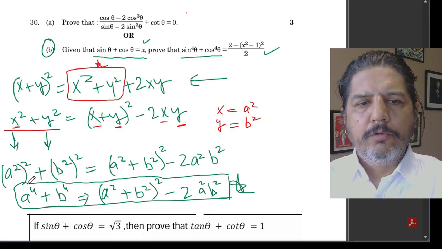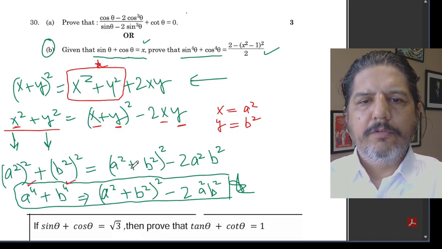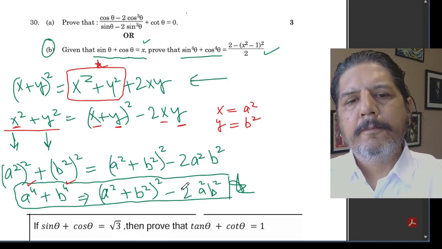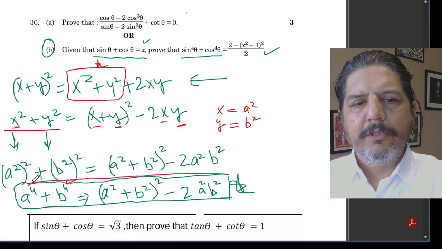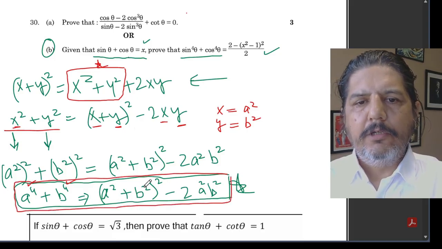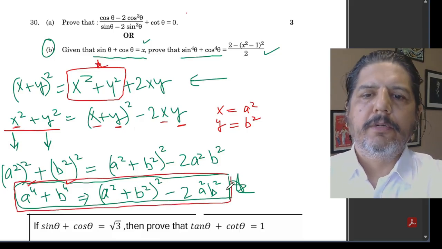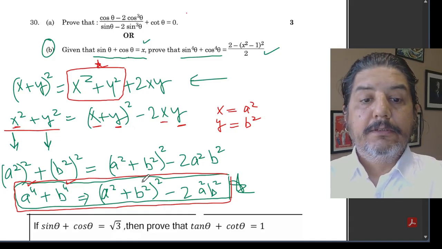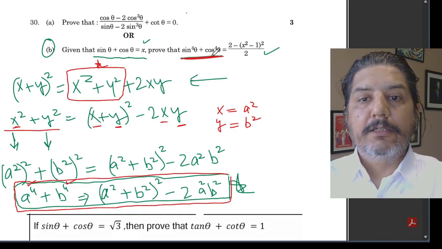So this would be equal to a⁴ plus b⁴ is equal to (a² plus b²) whole square minus 2a²b². So this is the expansion which I'll be using in this question, that a⁴ plus b⁴ is equal to (a² plus b²) whole square minus 2a²b². This is how I'll be using it.